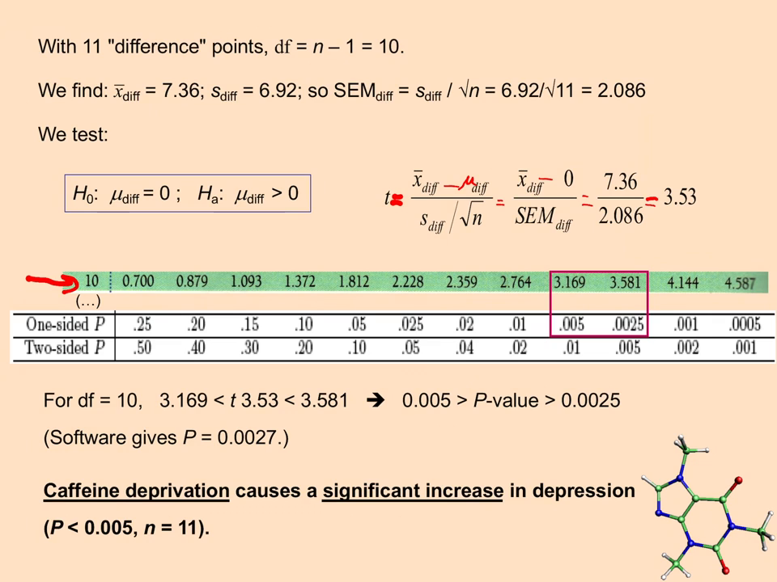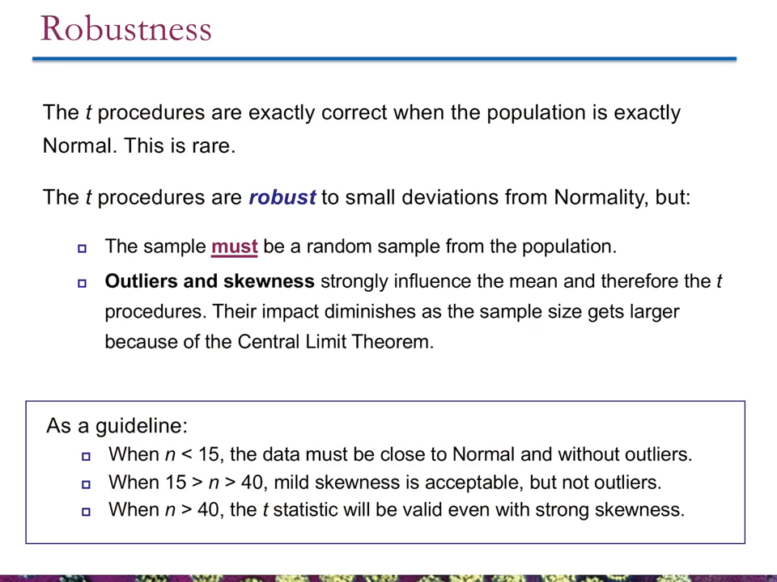So caffeine deprivation then does cause a significant increase in depression. P less than 0.05, sample size of 11. That's a matched pairs design. It's a one sample t-test. We've already done it before. It's just we're specifically looking at the mean difference rather than just a sample mean compared to a hypothesized mean. Here we're doing mean difference compared to a hypothesized mean.